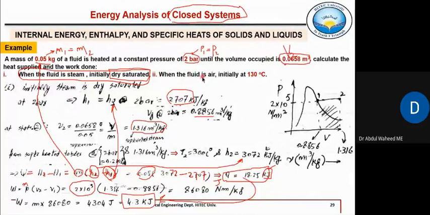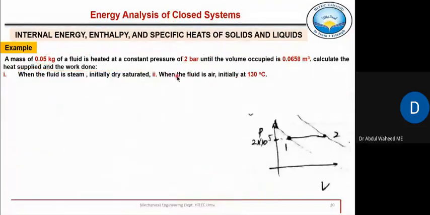Okay, let's solve part 2 when the fluid is air. In part 2, now it is not steam, it is air. It means in this region, initially at 130 degrees Celsius. So now there is no need to show the dome for part 2. So here you can see no dome is shown because it is air, definitely in the superheated region. So it means there is a dome, but our region is far away from this dome.